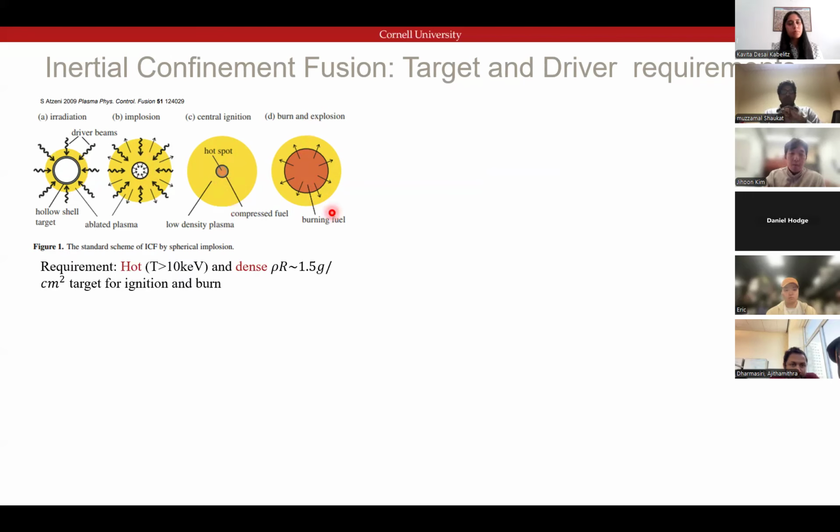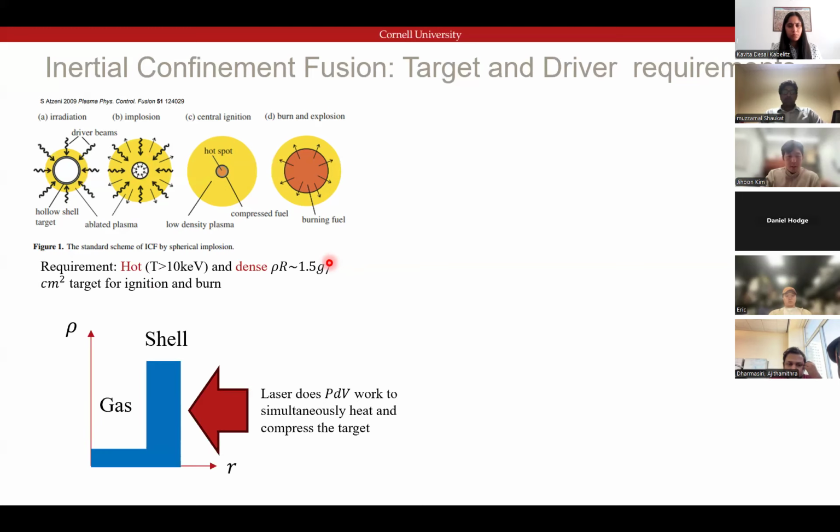So the requirements: you can't just do this anytime, you need to reach certain conditions. Typically you need to hit a temperature of around 10 keV, and you need to make the areal density 1.5 grams per square centimeter. Typically the compressed fuels have a dimension of about tens of microns. So you need to make the compressed fuel density go up to like 1,000 or 300 grams per cubic centimeter. So hundreds or thousands of times normal desk density.